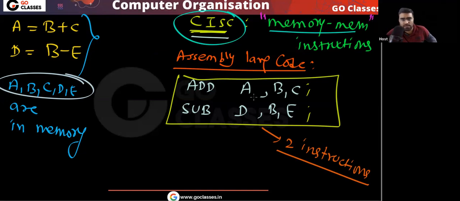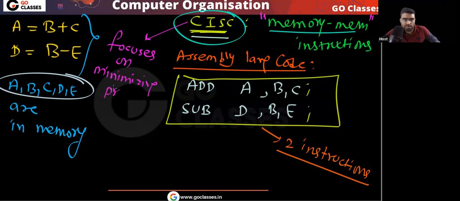Is this point clear? What is the reason CISC uses memory instructions? Because the focus of CISC is to minimize the size of the program. Now you can see the program has only 2 instructions. That is the focus of CISC. CISC focuses on minimizing program size.